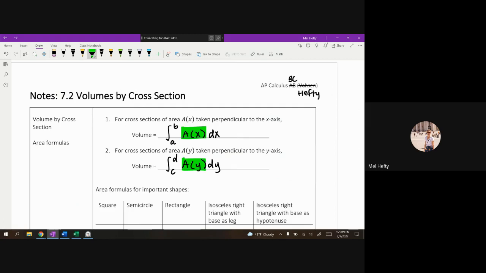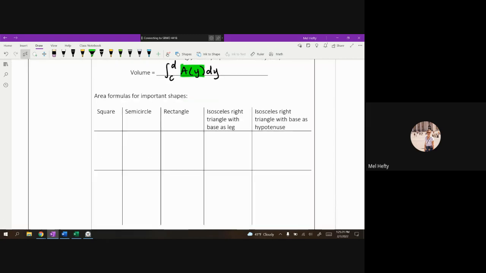These are all the ones I've ever seen on the AP test. I will say the square and the semicircle are the ones that are used most often by far. But the one year that I said it's always a square or a semicircle, it was an isosceles right triangle with a base as a leg, and my students were really mad at me. So I'm going to show you formulas for all of these, but those 2 are going to be the ones you're going to see most often.